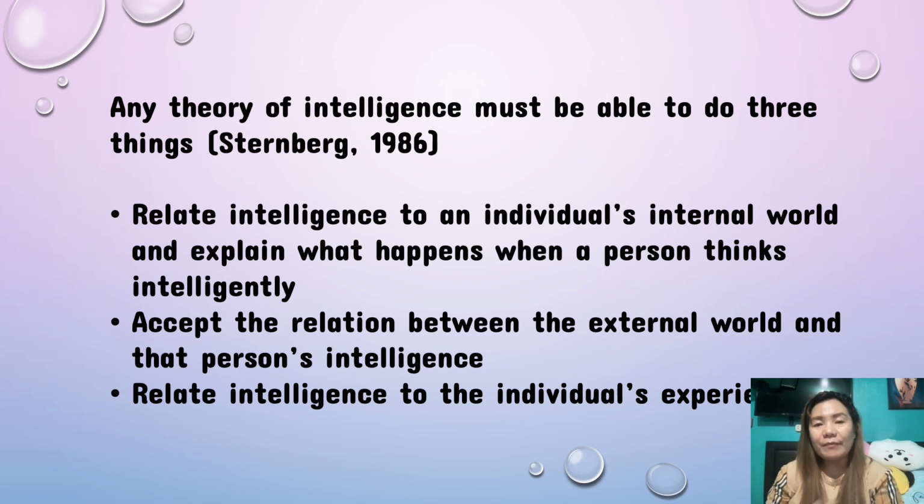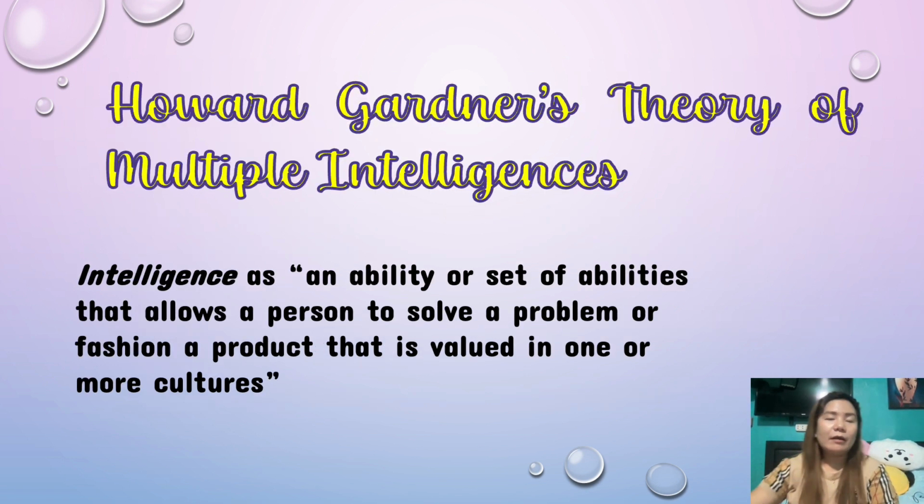Okay, so sometimes the individual experiences of your students have something to do with the level of their intelligence. Or it's their intelligence that has something to do with understanding their own experiences. Diba? So, these are the three things that a theory of intelligence must do, according to Sternberg in 1986. Okay, so let's look into Howard Gardner's theory of multiple intelligences.